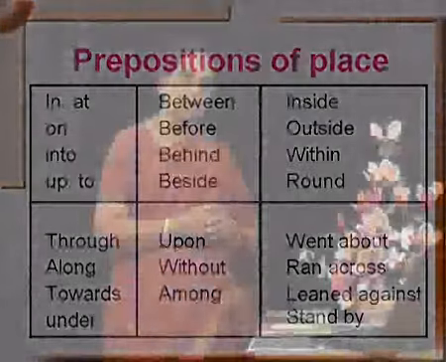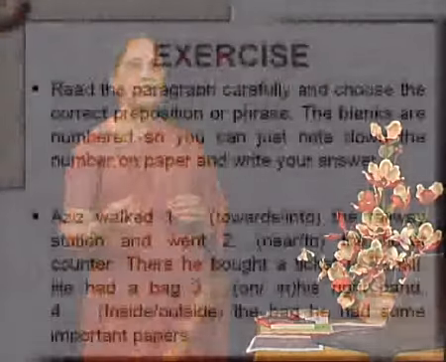We talk about somebody going about their work. I went about my work casually. The child ran across the street, or someone leaned against the table, or I'm standing by this table. This is the way these expressions can be used.